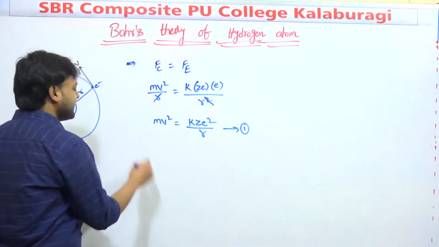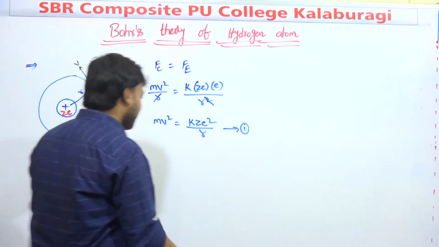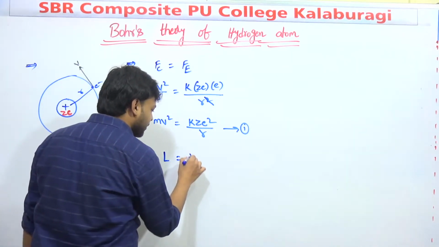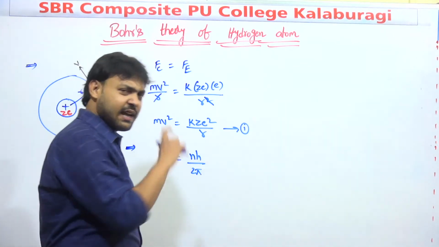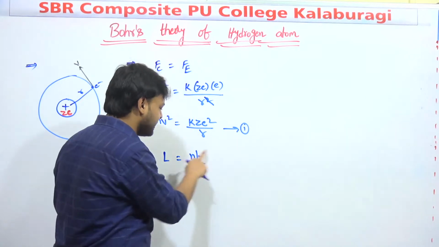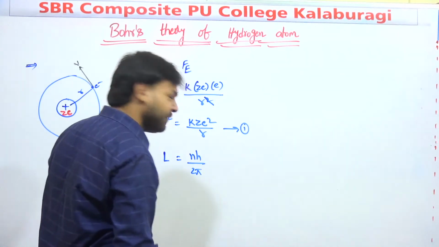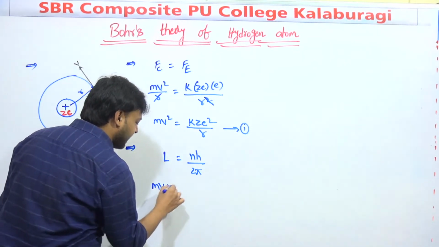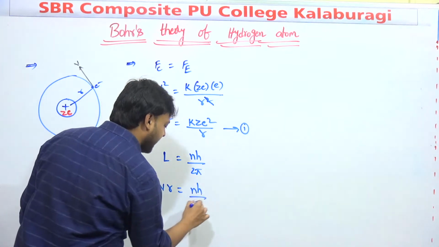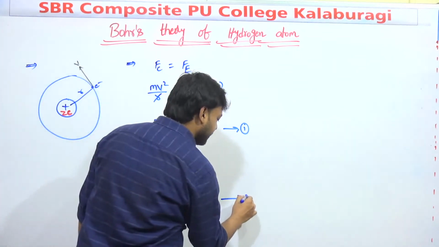Right. So next, second one, according to Bohr's second postulate. What is that? Angular momentum, which is equals to nh upon 2 pi. We discussed this in the last video. You can see that if you have any doubts. So angular momentum I can write as mvr, which is equals to nh by 2 pi. So this is equation 2.